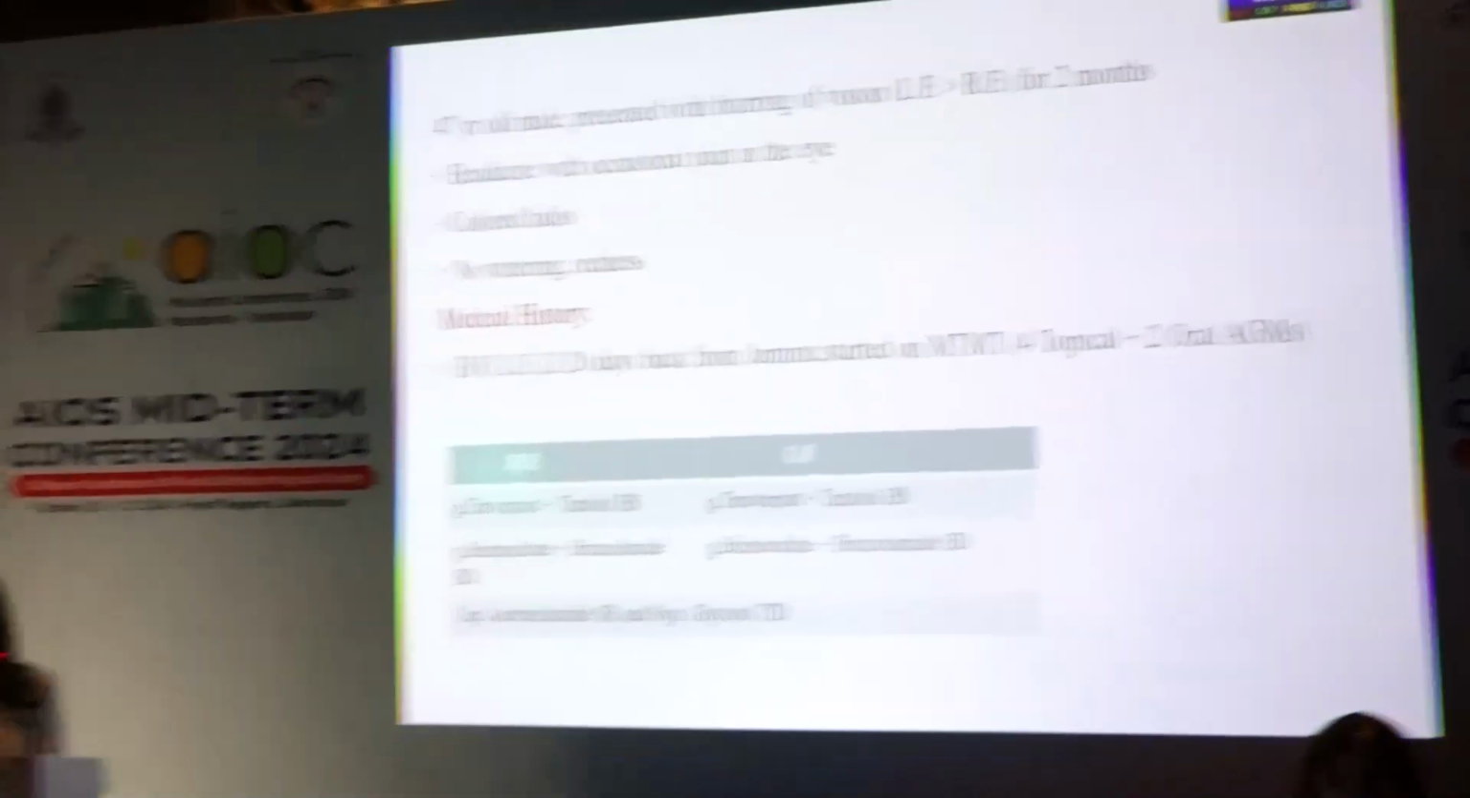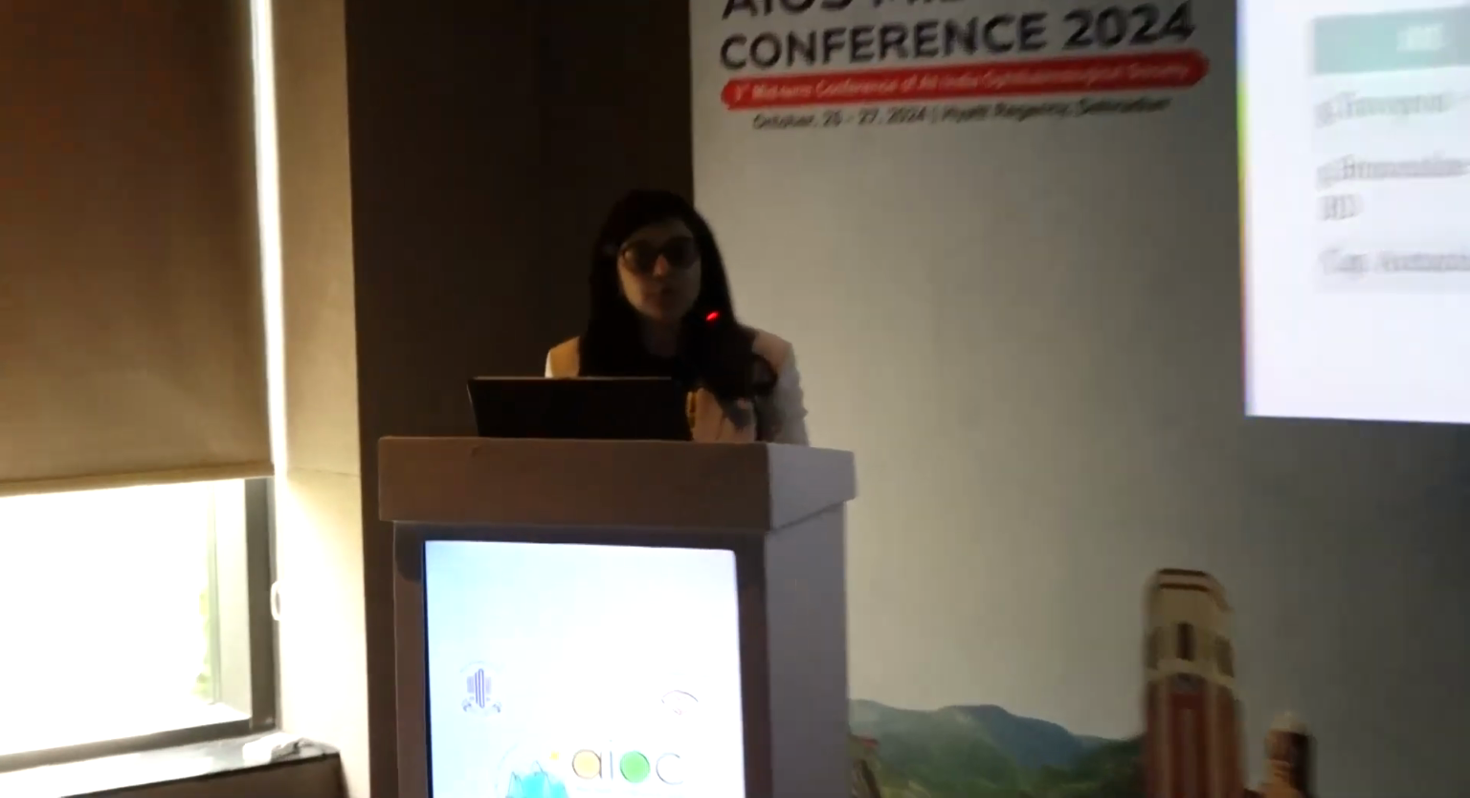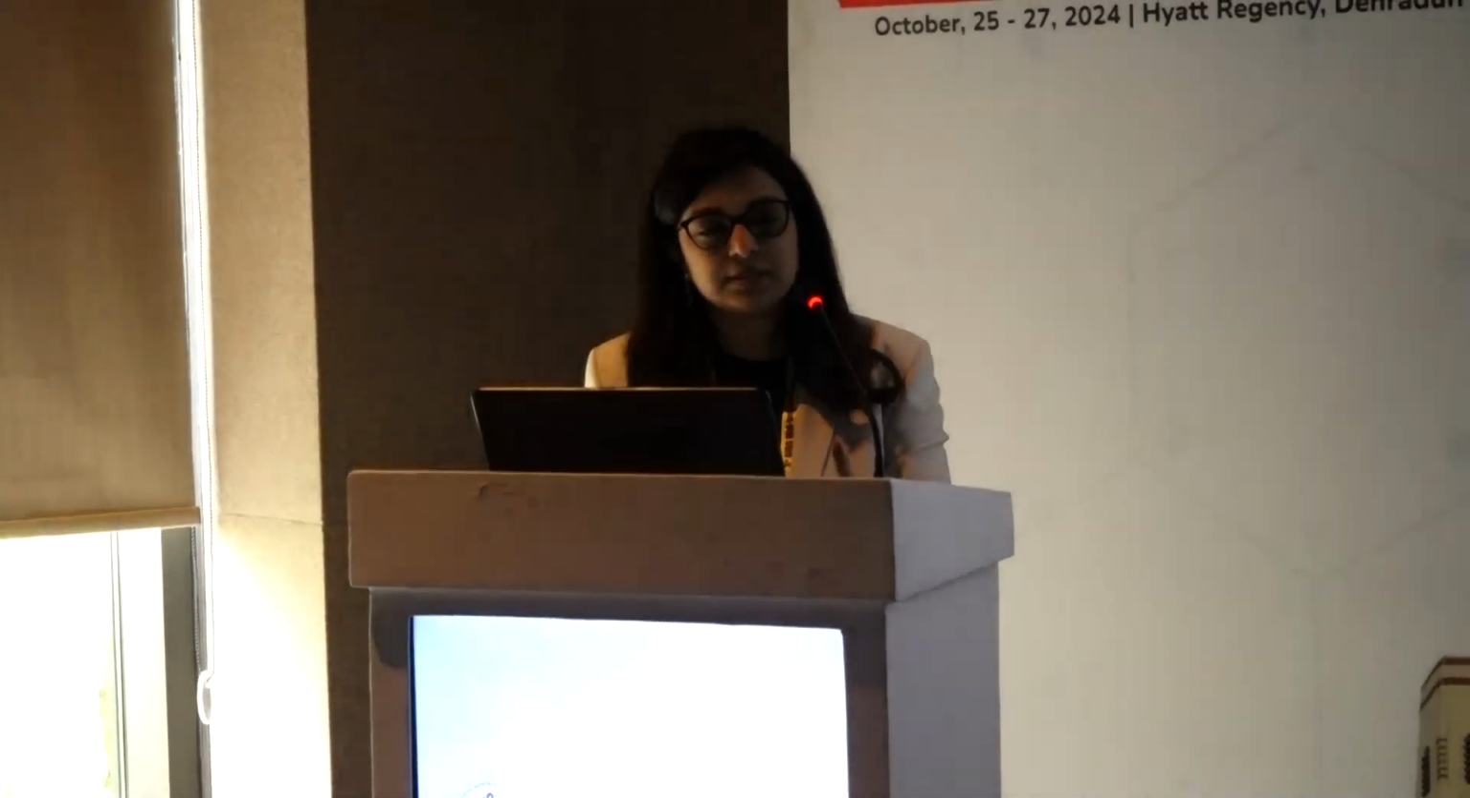So I'll be presenting a case of a 47-year-old male who presented with blurring of vision for 2 months, with headache with occasional pain in the eyes, colored halos. He already had a medical history. He had got a LI 20 days back from Jammu and was started on maximum tolerated medical treatment in view of high pressures. So when we examined the patient, the best corrected vision was 6/6.